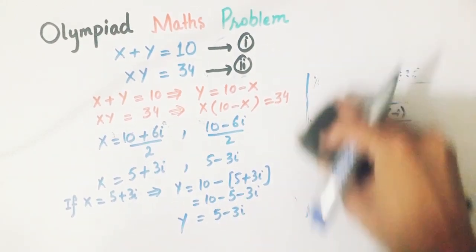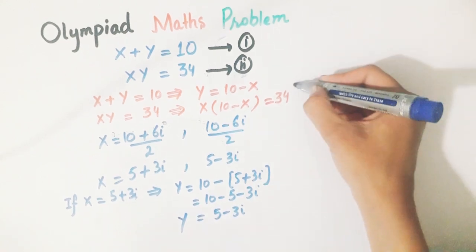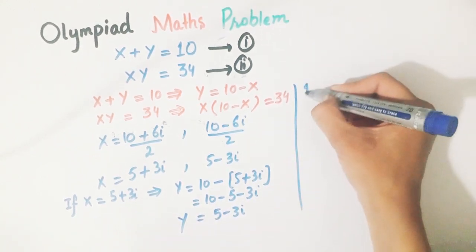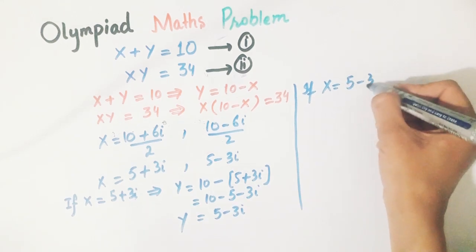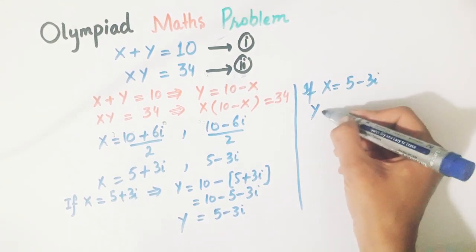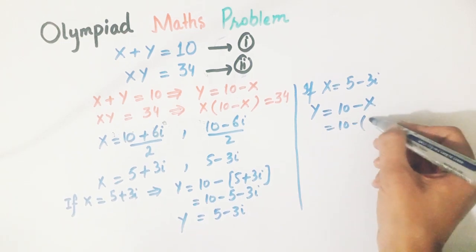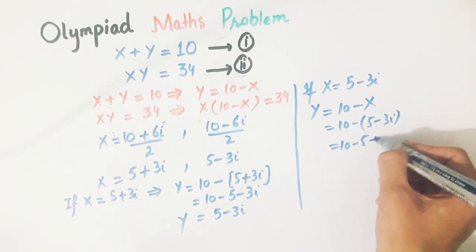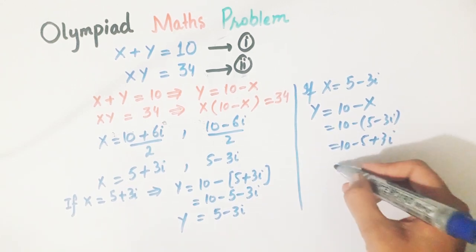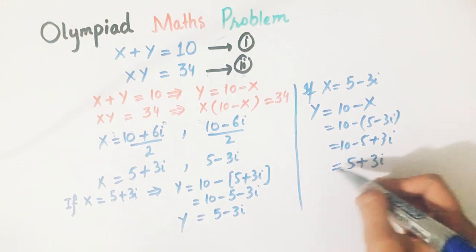Now if x equals 5 minus 3 iota, then what will be y? y equals 10 minus x. So 10 minus (5 minus 3 iota) is 10 minus 5 plus 3 iota. It means that we get 5 plus 3 iota. This will be the value of y.